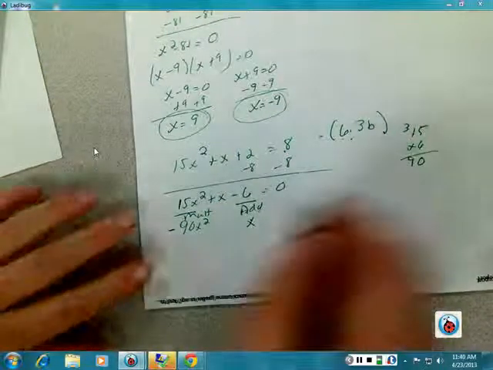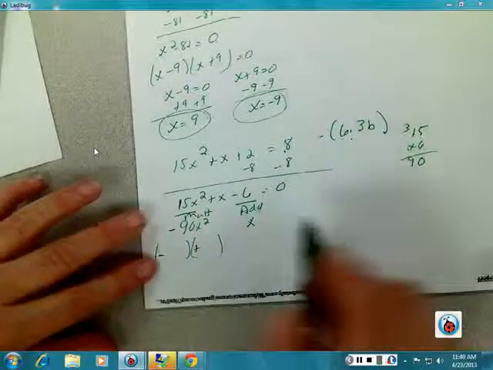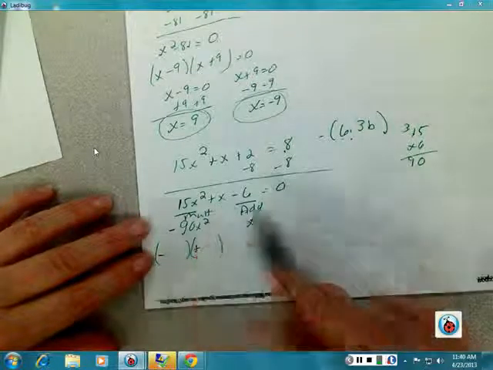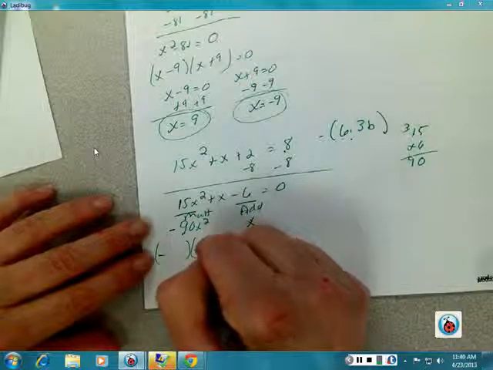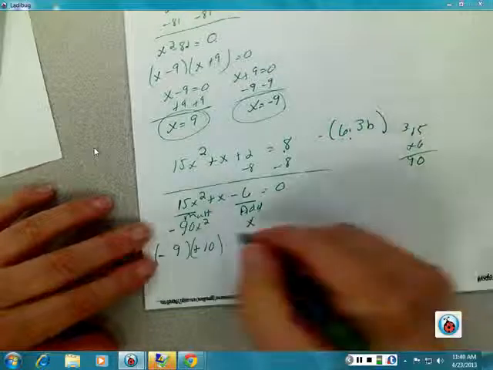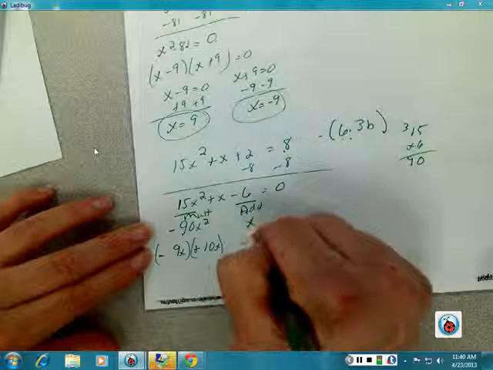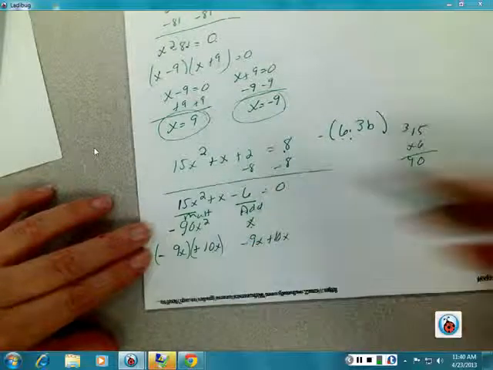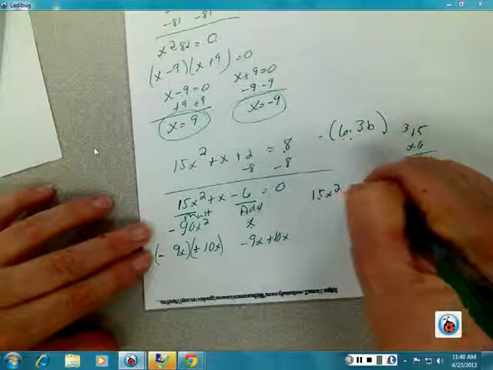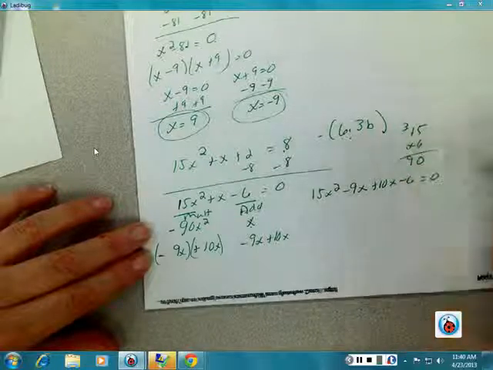And when I look at my factors, since it's a negative, I know one's going to be negative and one's going to be positive. There's a lot of different factors for 90, but only one that gives me that, and that happens to be a positive 10 and a negative 9. And so the x is with both of those. So a negative 9x plus 10x is a positive x. Replace my middle, so 15x squared minus 9x plus 10x minus 6 is equal to 0.